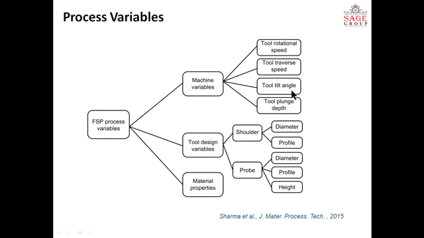Tool tilt angle: generally a tool is tilted through a central axis by 2 to 3 degrees, and it is necessary to accommodate the material. Tool plunge depth: how much the tool is inserted in the material is a very important parameter, because if we do not sufficiently plunge the tool in the material, it will not form a sound processed part.